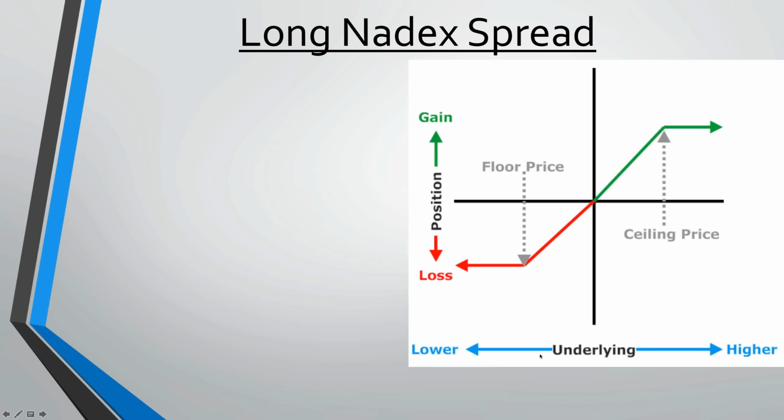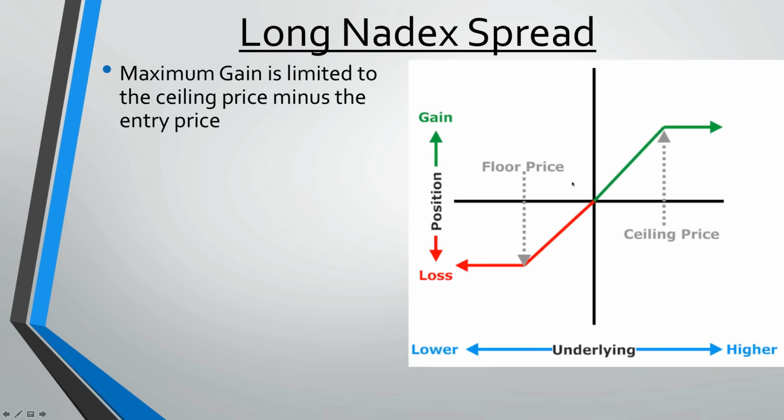So if you entered here, the underlying kept going down. In Bob's example, let's say crude, you entered it at 40, crude went to 0. You're not going to take the loss all the way down to 0. The loss is going to be capped by the floor price. Now, this all depends on where you enter. That's going to determine your maximum gain, maximum loss. Nadex does a really good job at presenting you that information up front before you ever even put on the trade. So, one more time, maximum gain is limited to the ceiling price minus the entry price.